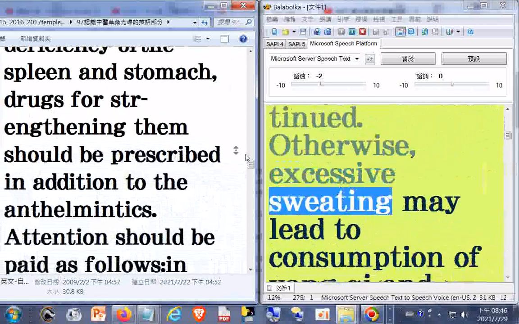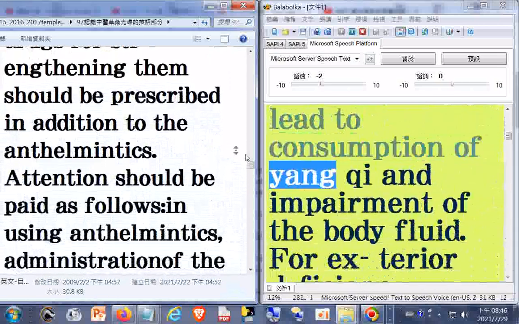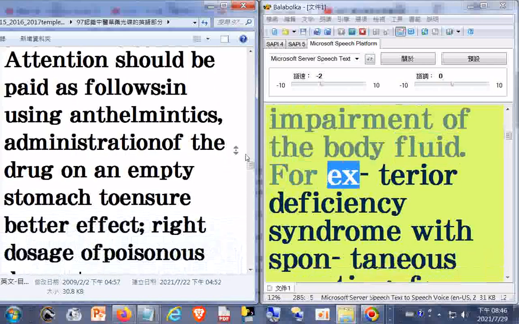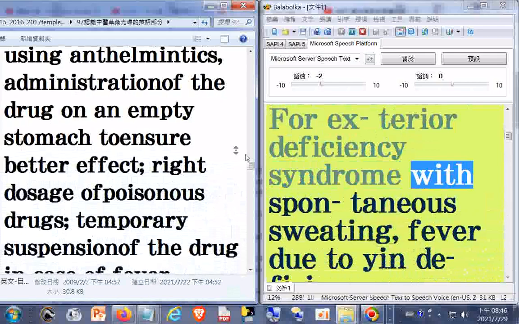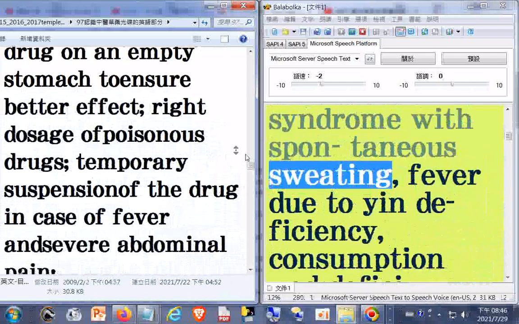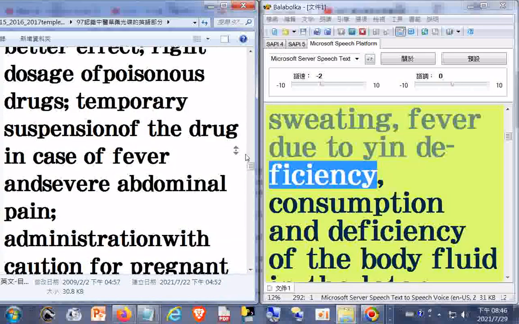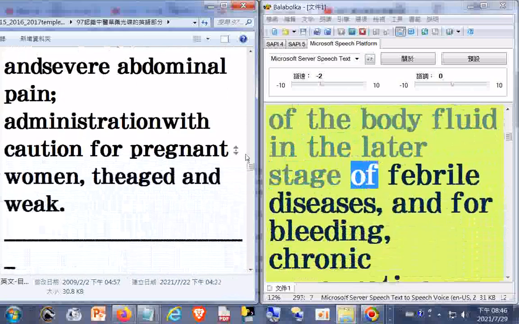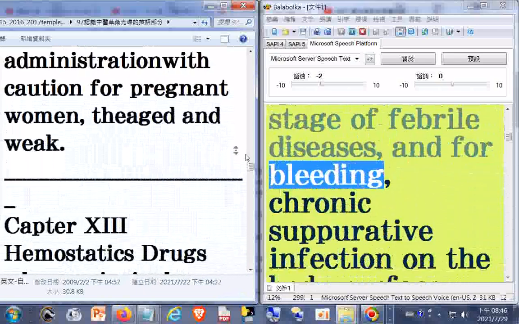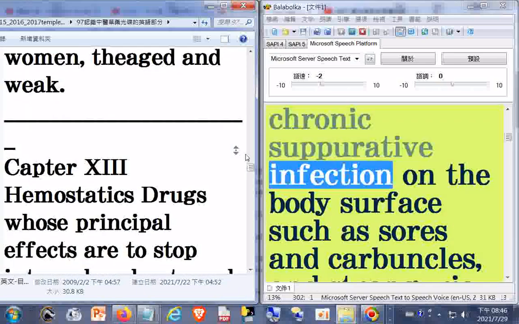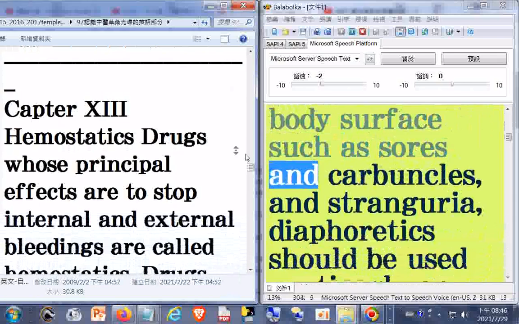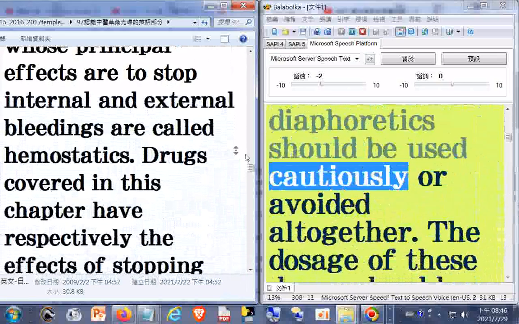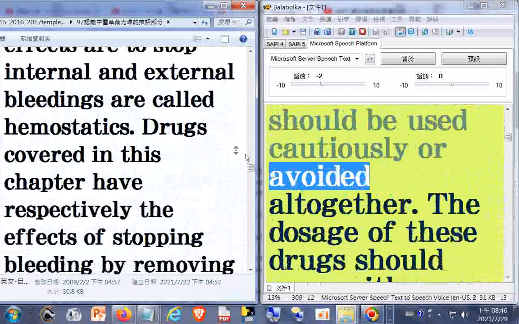Otherwise, excessive sweating may lead to consumption of yang qi and impairment of the body fluid. For exterior deficiency syndrome with spontaneous sweating, fever due to yin deficiency, consumption and deficiency of the body fluid in the later stage of febrile diseases, and for bleeding, chronic suppurative infection on the body surface such as sores and carbuncles, and stranguria, diaphoretics should be used cautiously or avoided altogether.